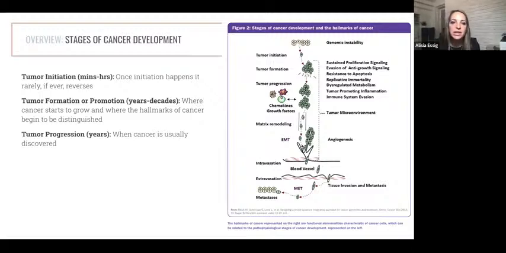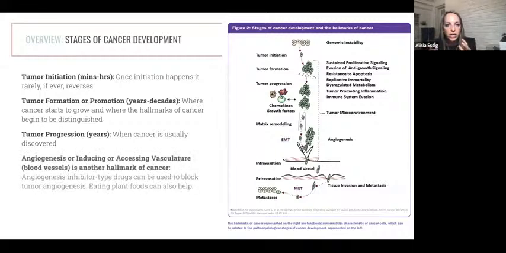Cancer is usually only discovered after that progression phase. So that's when it's big enough to be discovered. That's when it's harder to reverse anything. You still can make diet changes, and I suggest that you do no matter what, but it's a totally different situation than the promotion stage. In the promotion stage, you can have more flexibility. After the progression stage, it's a little bit harder.